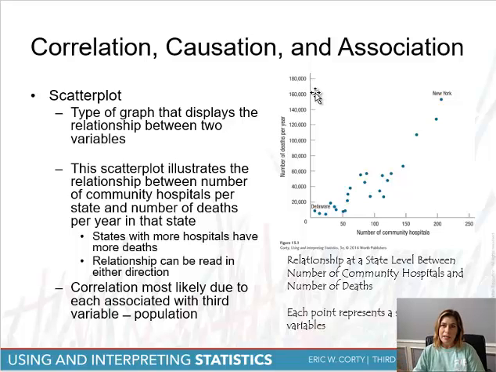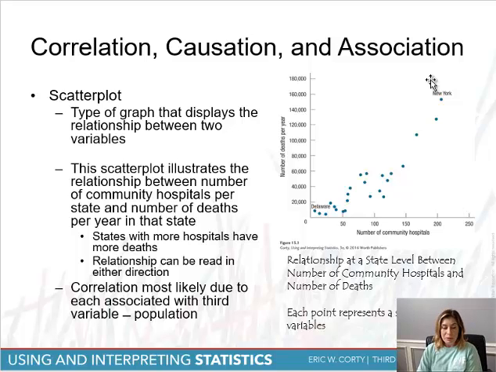Now this is a great example of a relationship between two variables, the number of hospitals and the number of deaths per year. Clearly we see visually this relationship. We're going to talk about it in a little bit, how this is a positive relationship, but how this relationship is not causative.